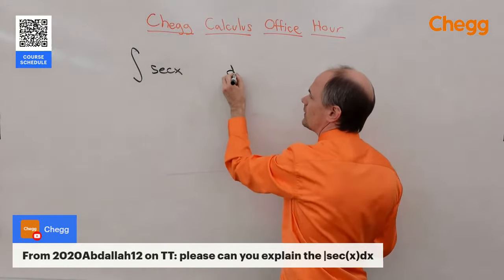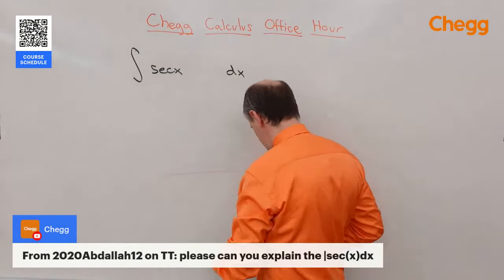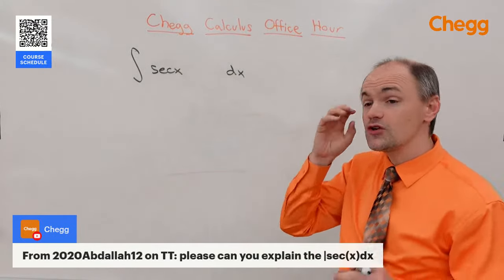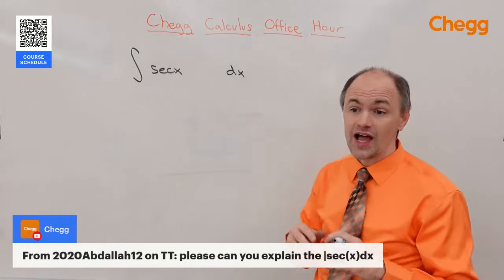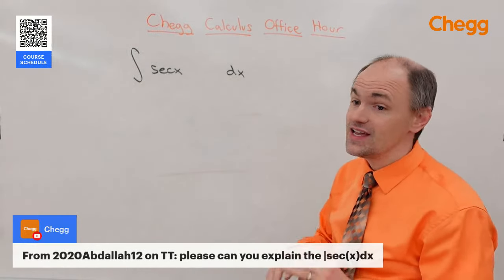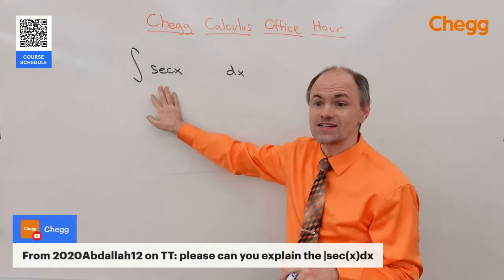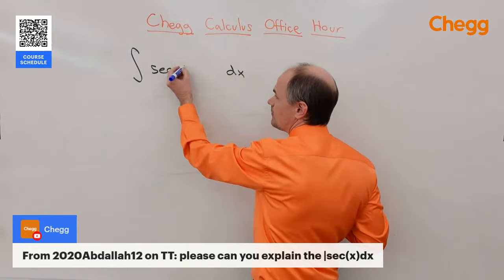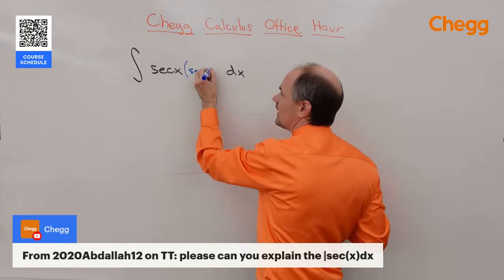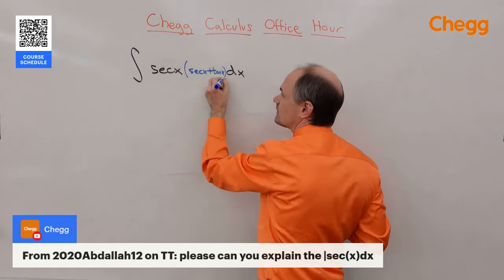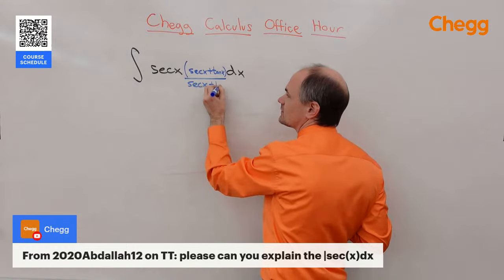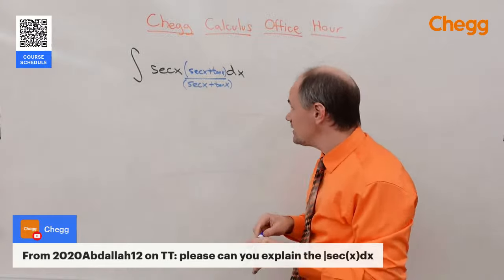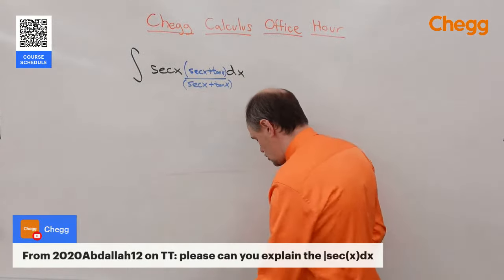And I'm going to leave a space here. I'll explain why in just a minute. So what we're going to do to make this work is a very clever multiplication. I can multiply by 1 anytime I want. It doesn't change the value. Secant times 1 is still secant. So I'm going to pick a convenient type of 1. The convenient type of 1 I'm going to pick is secant x plus tangent x divided by secant x plus tangent x. Because that's the same thing on top and bottom, it's going to be 1. It doesn't change the value.